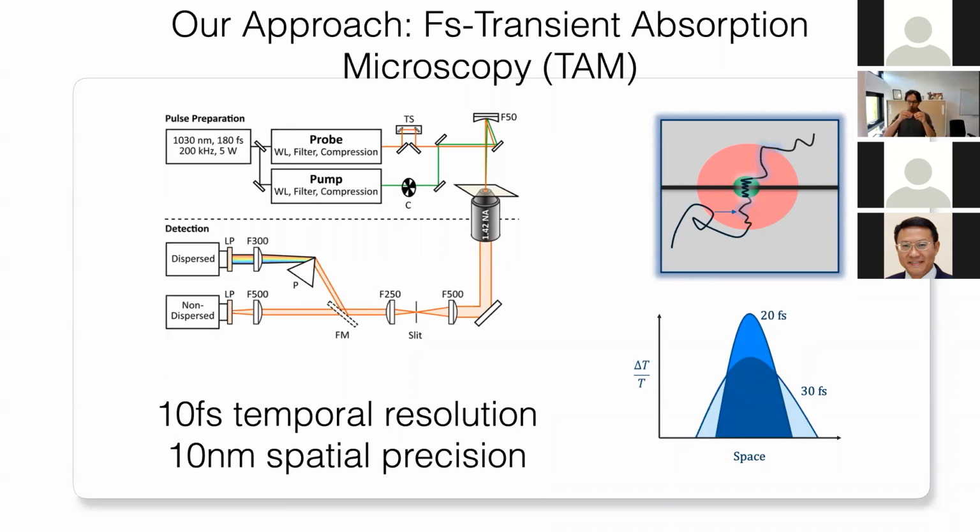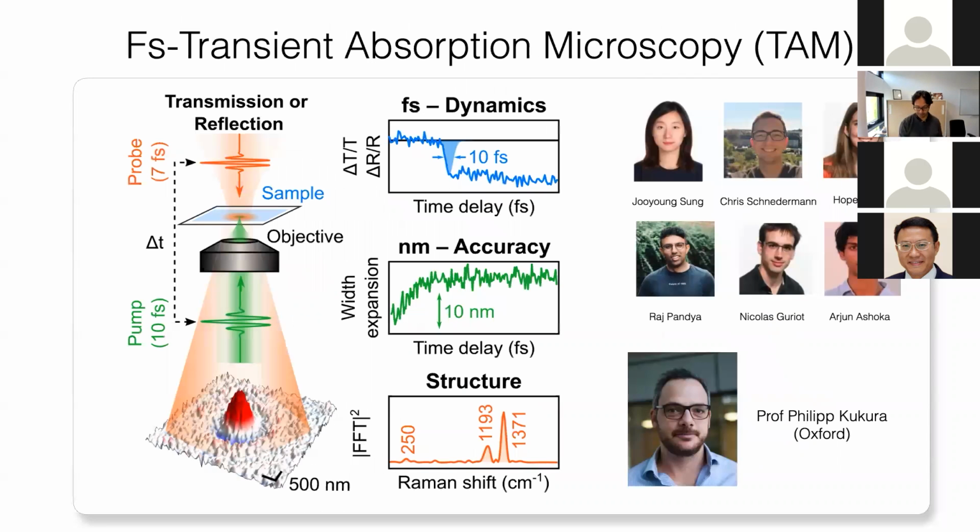So we can essentially watch the flow of excitons or charges or polaritons or any other kind of particle that we can create with light. We can watch the flow of this really down to the nanoscale with very high spatial and temporal precision. Okay, so that's the technique we'll be using for the rest of this talk.